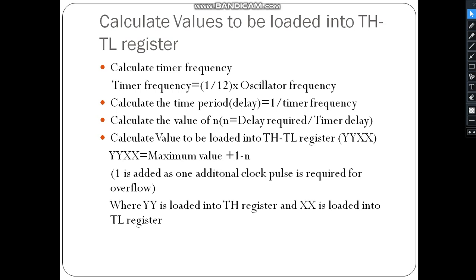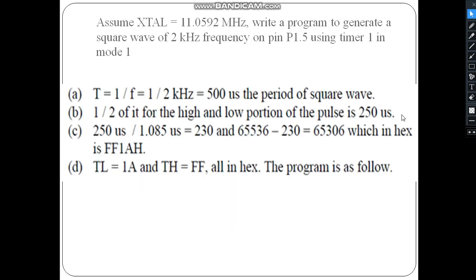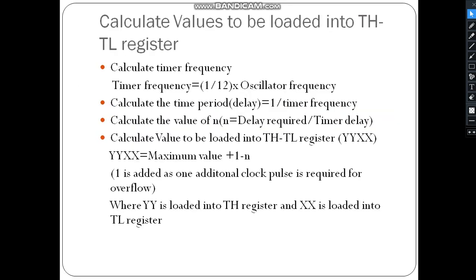Then we have to calculate the value of n. n is given by required delay divided by timer delay. The required delay will be given in the problem, and the timer delay has to be calculated. Then we have to calculate the value that has to be loaded into the THTL register. The value that has to be loaded is calculated using the formula maximum value plus 1 minus n. In mode 1, the maximum value is 65,535, plus 1 is required for overflow to occur, minus the n value already calculated.